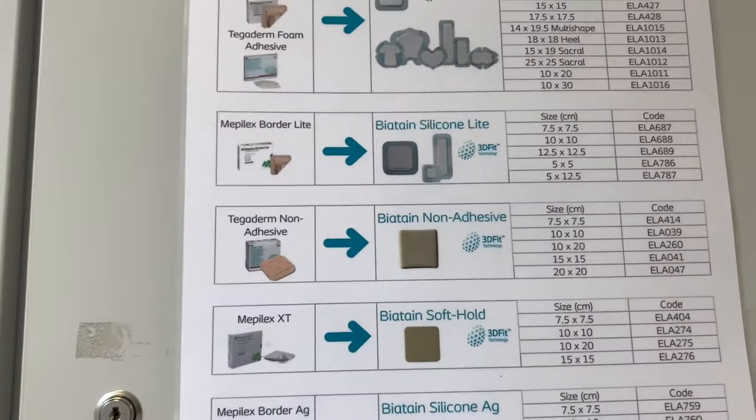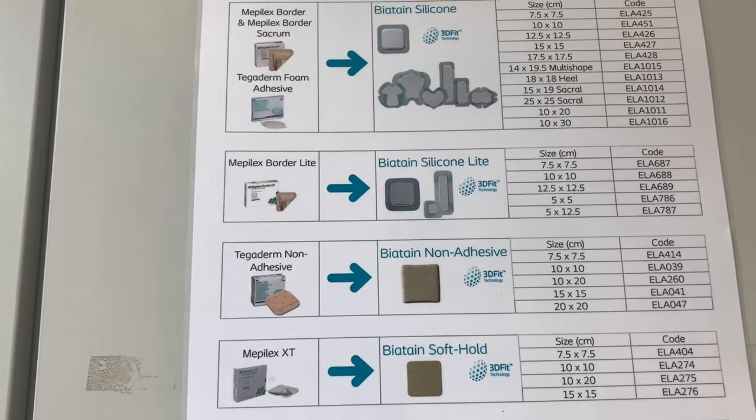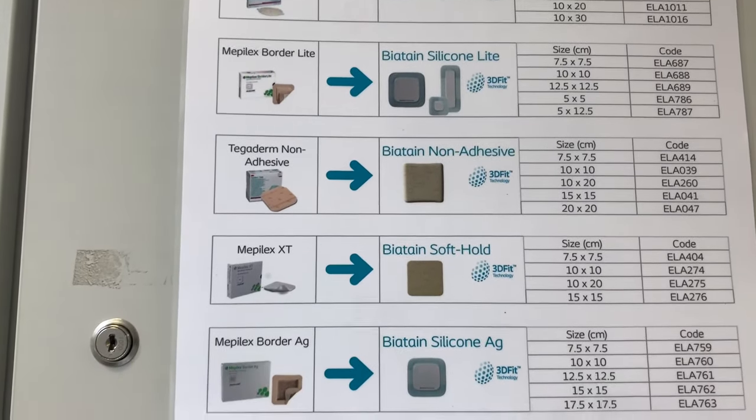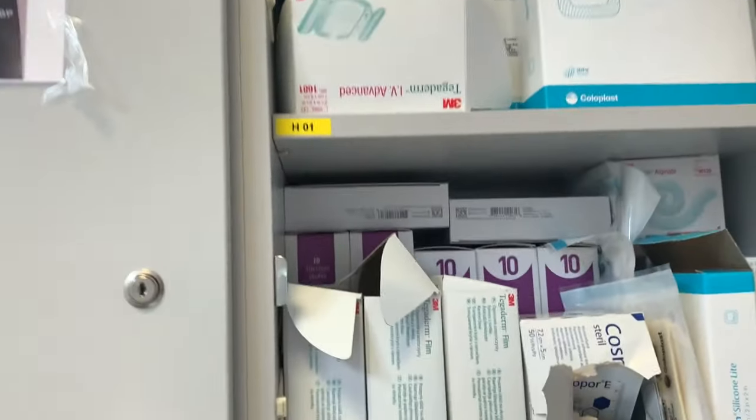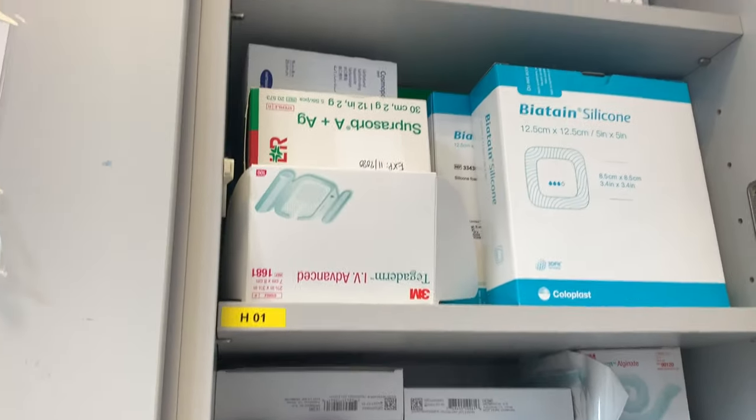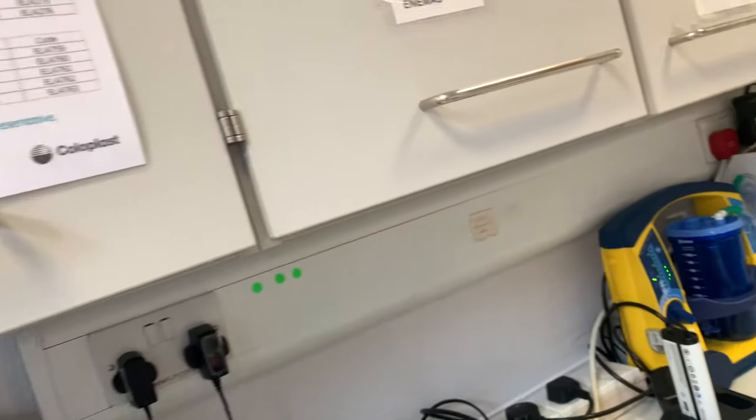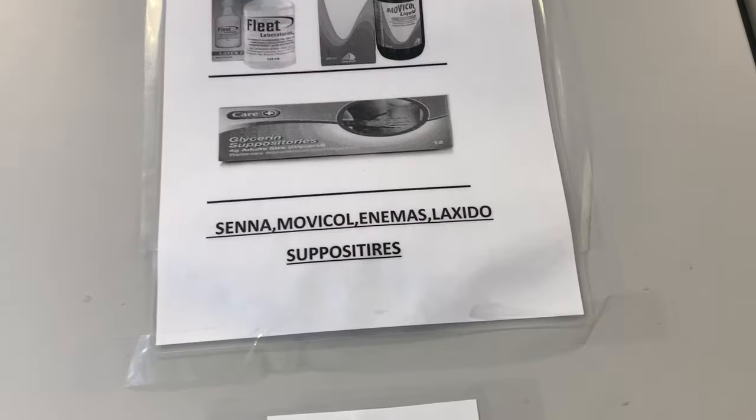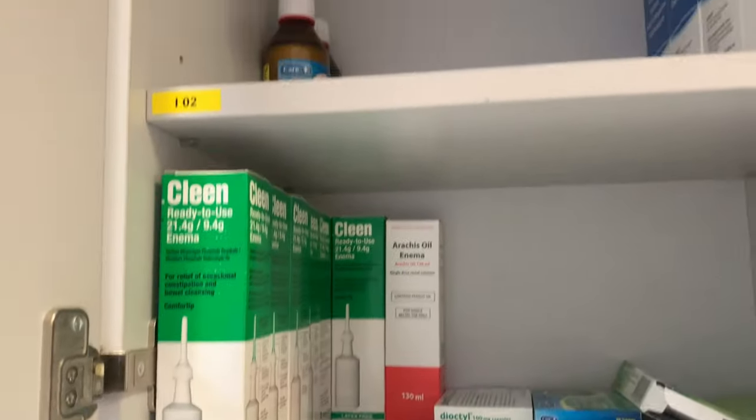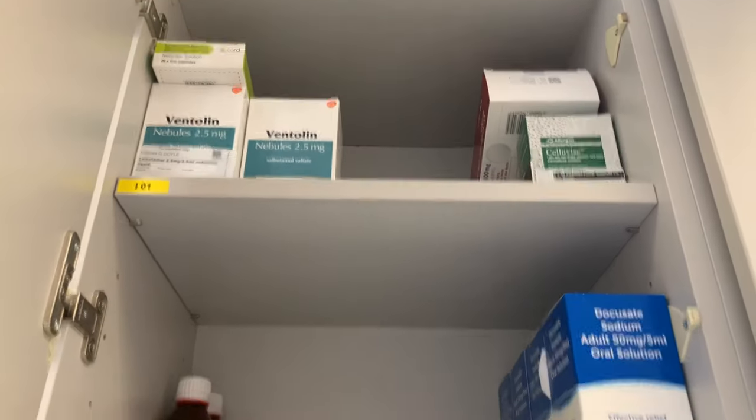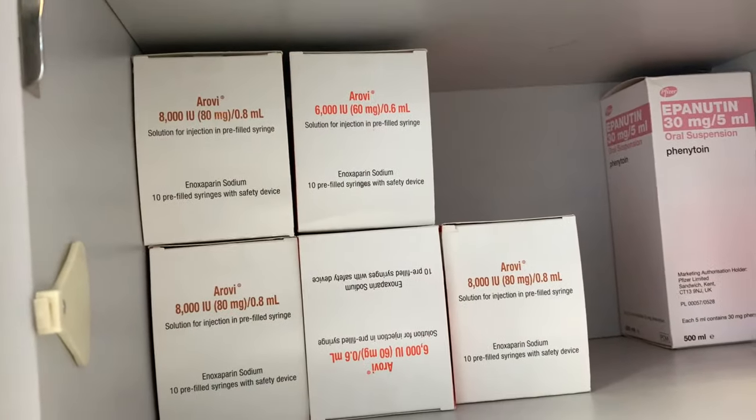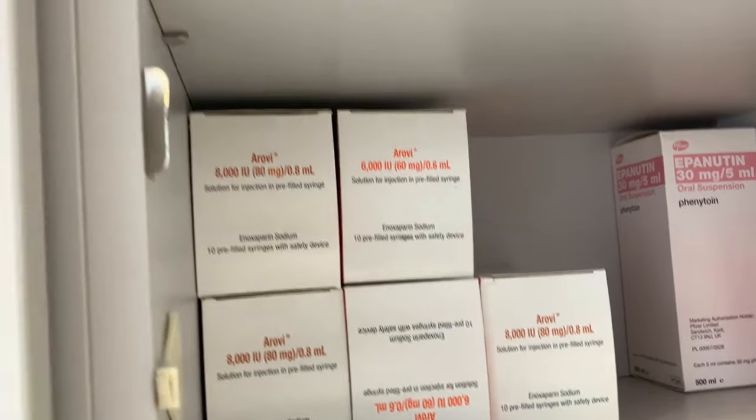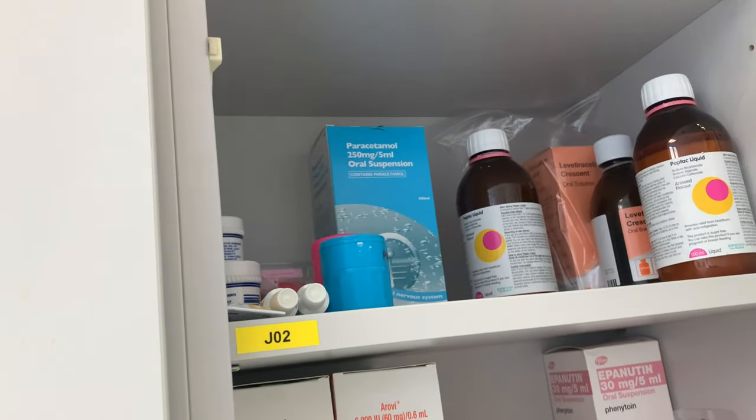Water for injections. And then these are the different types of dressing. Tegaderm, Mepilex, Tegaderm non-adhesive, Mepilex border line. And that's here, all in these. Laxative suppositories and enema here, so for loose stools, all here. Liquid paracetamol, Peptac, enoxaparin. Enoxaparin's a blood thinner and they come in different milligrams. We've got Peptac here, paracetamol.